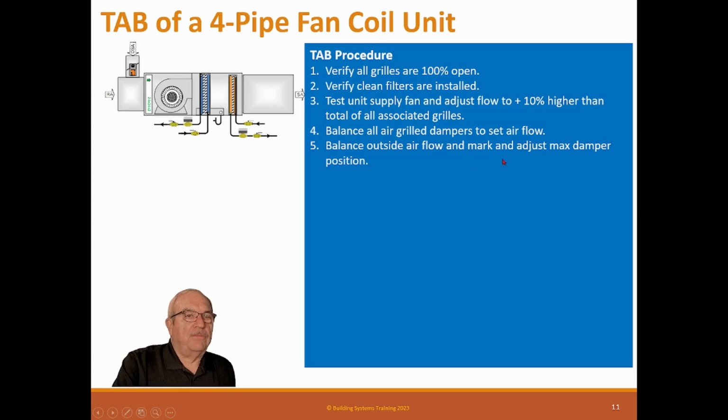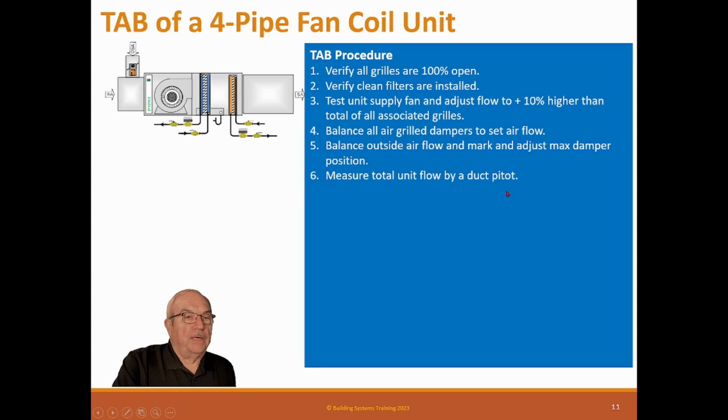Balance all grilled dampers and set the flow. Balance outside airflow and mark the adjusted maximum damper position, so you know where that's going to be when it's open. Normally we do that limitation by limiting the stroke of the actuator. So if it needs to be 30% open for occupied and fully closed, we set that linkage that way. Sometimes you might have a damper that needs to modulate for CO2 control or something like that, which I didn't show on this one. So you can't do it in linkage, but you may have to do it in software.